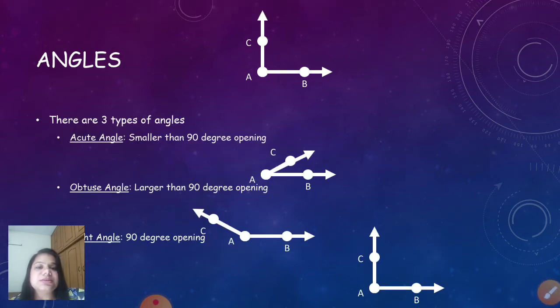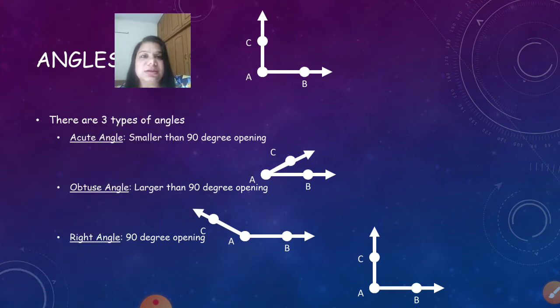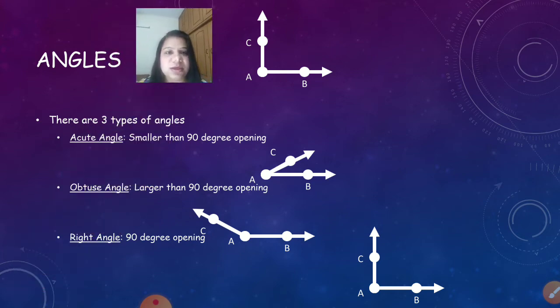Now next in my list is the types of angles. There are three types of angles, students. One is the acute angle. So what is an acute angle? An angle whose measure is less than 90 degrees. Second is the obtuse angle. An obtuse angle is one whose measure is more than 90 degrees. And what is a right angle? A right angle is the name of the 90-degree angle.